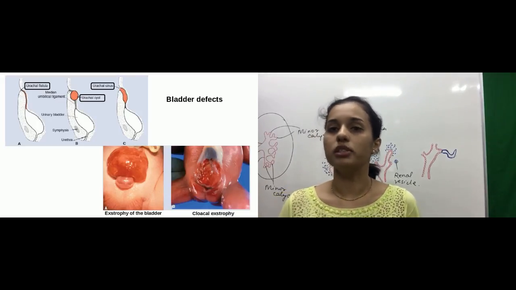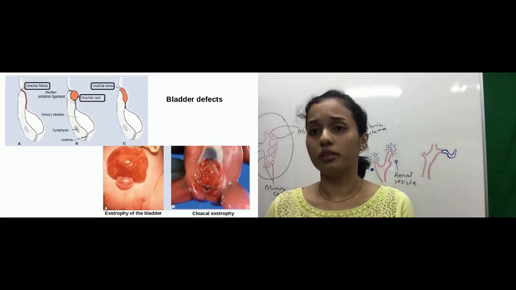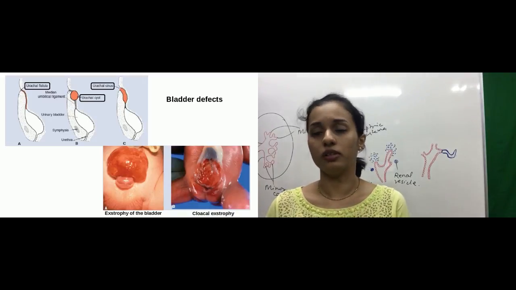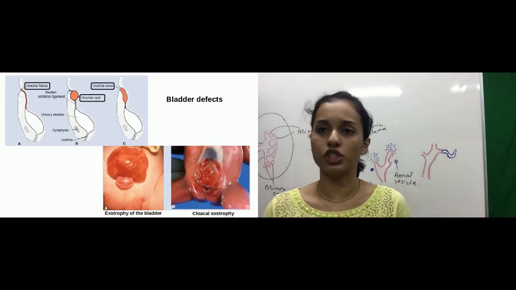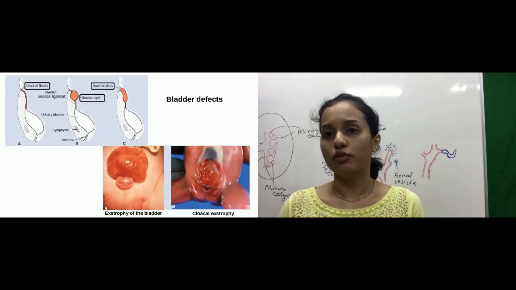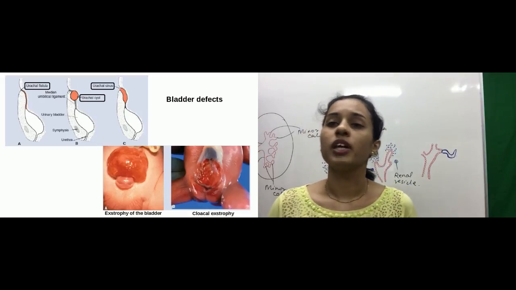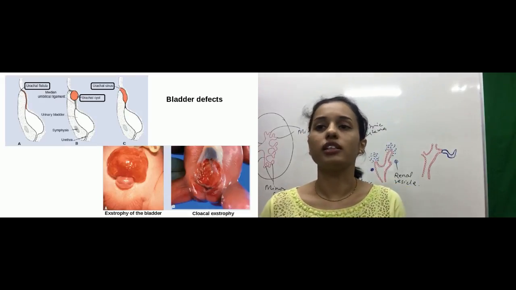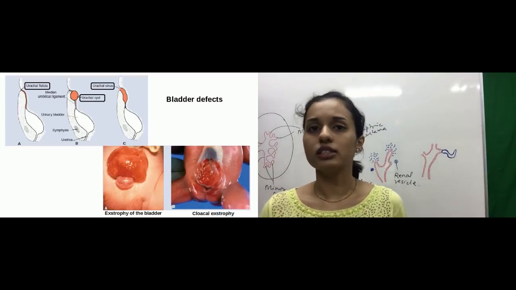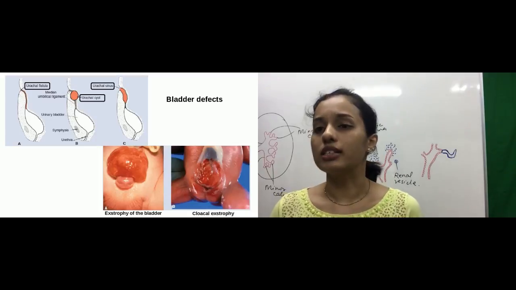Or sometimes there might be a condition where the end which is connected to the bladder might undergo obliteration and form a fibrous tissue, but the rest of the allantois may remain and might form a sinus called urachal sinus. So these are the different types of clinical application related to the allantois and urachus. It can be urachal fistula or urachal cyst or urachal sinus.